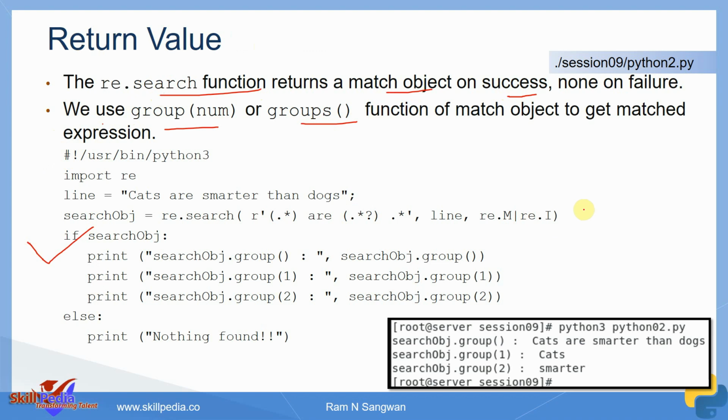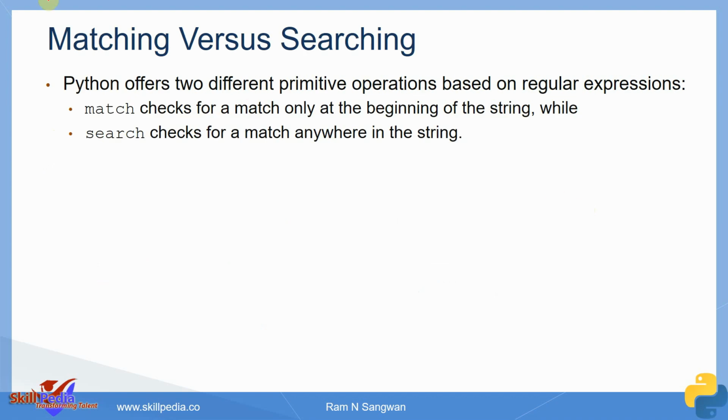Only the difference needs to be understood. Usage is absolutely the same. So what is the difference? Python offers two different primitive operations based on regular expressions. Match will check for a match only at the beginning of the string, while search checks for a match anywhere in the string. So that's the difference. Otherwise, the method call is the same.